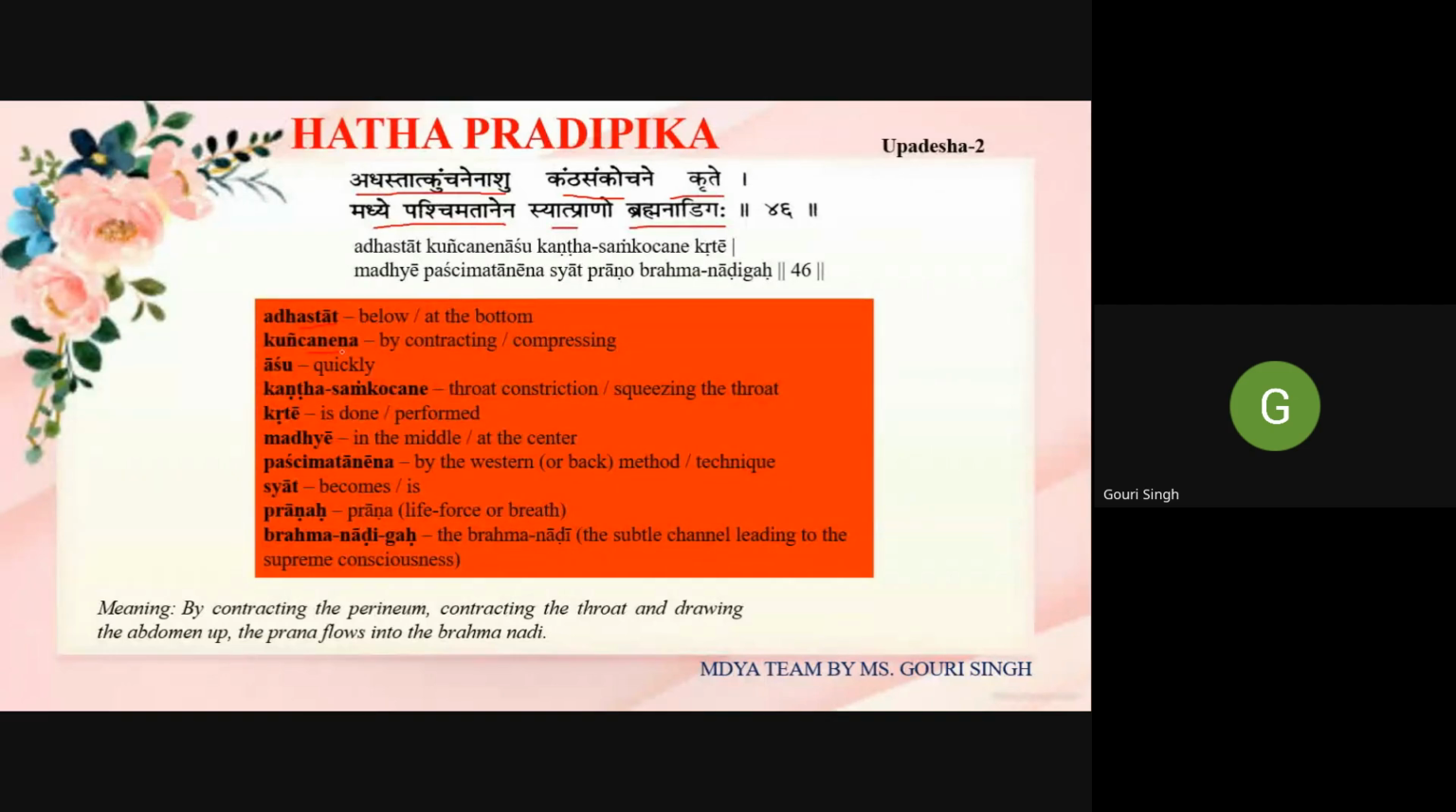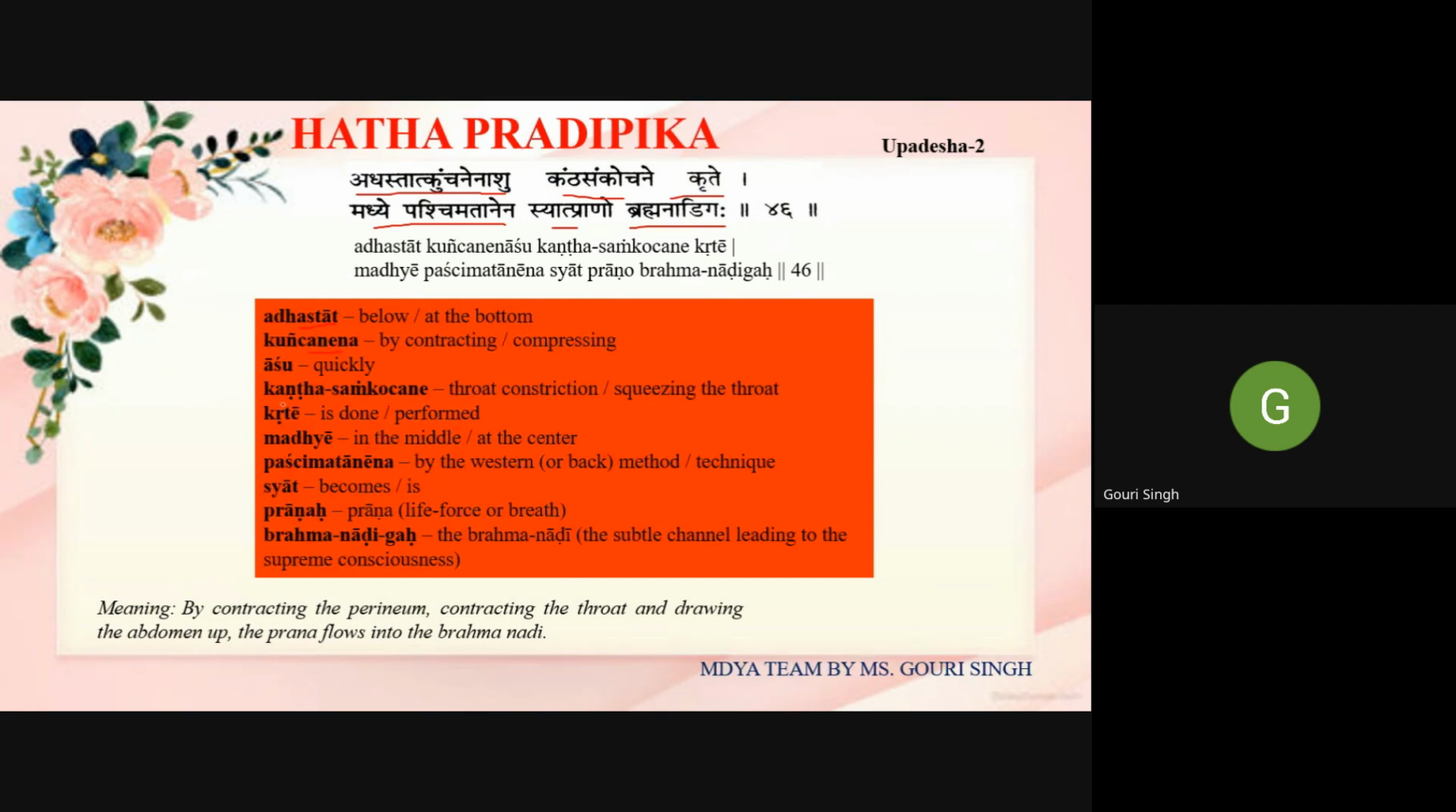Which area is contracting? Whenever you are applying the Udyan bandha, your perineum area should be contracting. So in that area, where you are able to apply the bandhas, whenever you apply the Jalandhar bandha, that area you need to contract. Means whenever you are going down, there will be contraction. In the same way, whenever you are applying the Udyan bandha, the perineum area you need to contract.